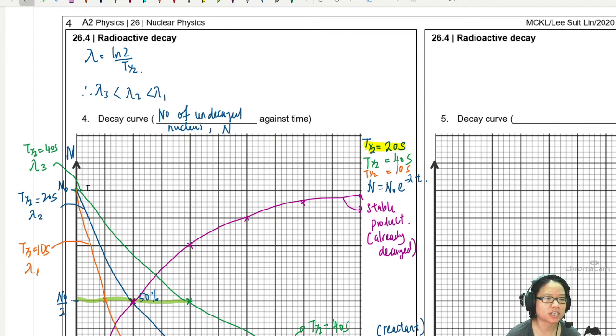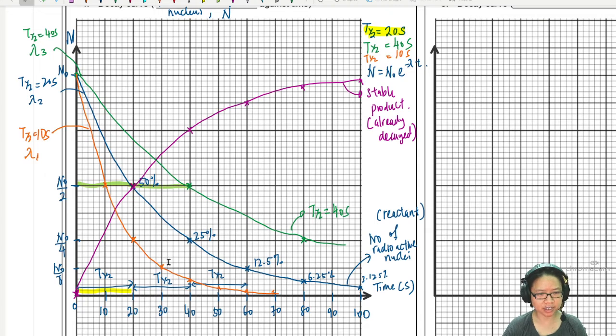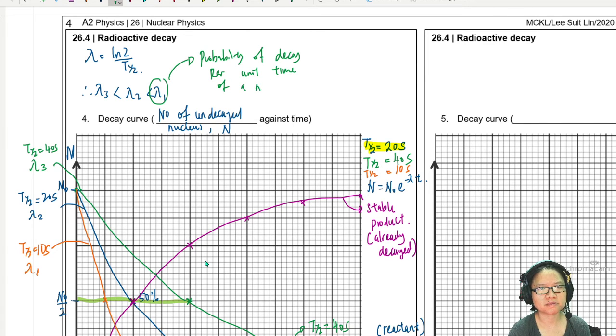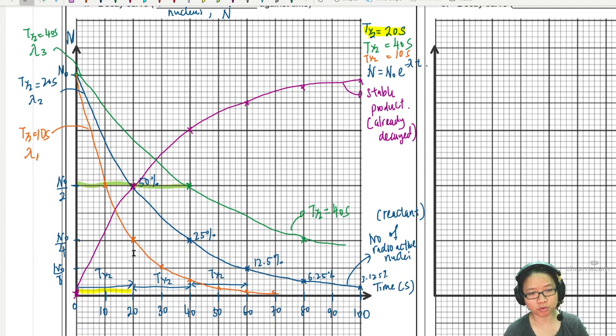So if they give you a graph like this, you should be able to tell that the larger the lambda, this lambda is the largest, the faster the drop. Because greater probability of decay, more decay in a unit time. So this lambda 1, in case you want to recall, repetition breeds memory, right? So this is probability of decay per unit time of a nucleus.